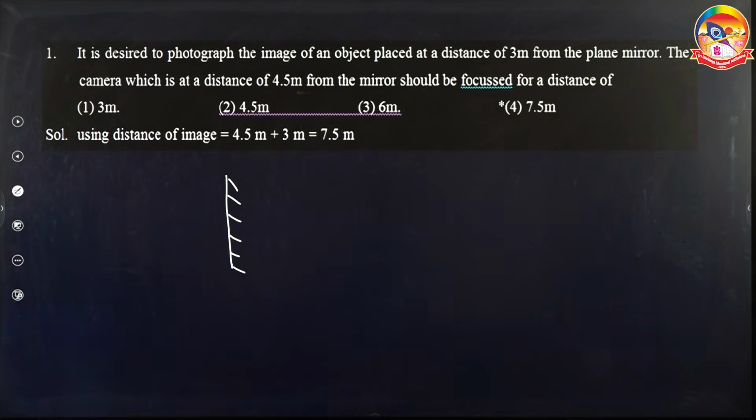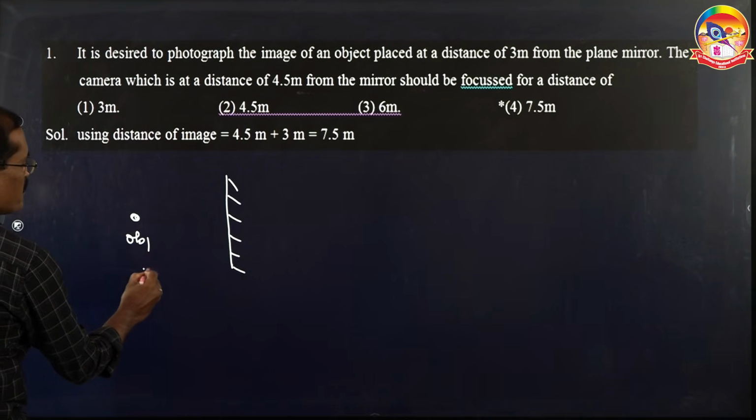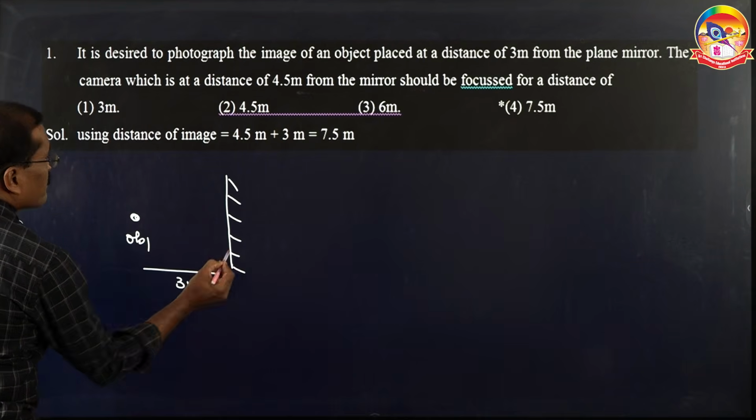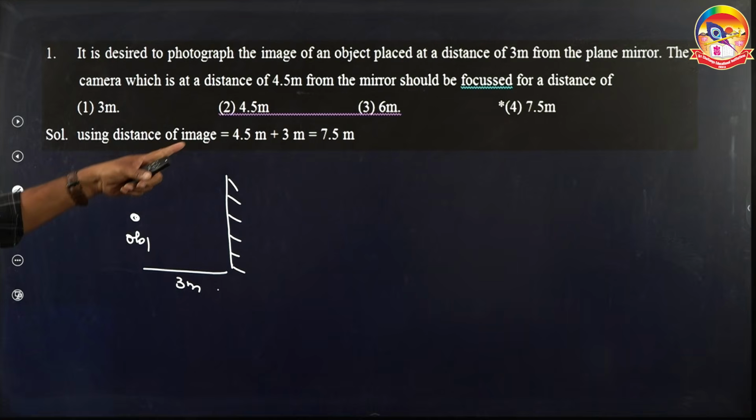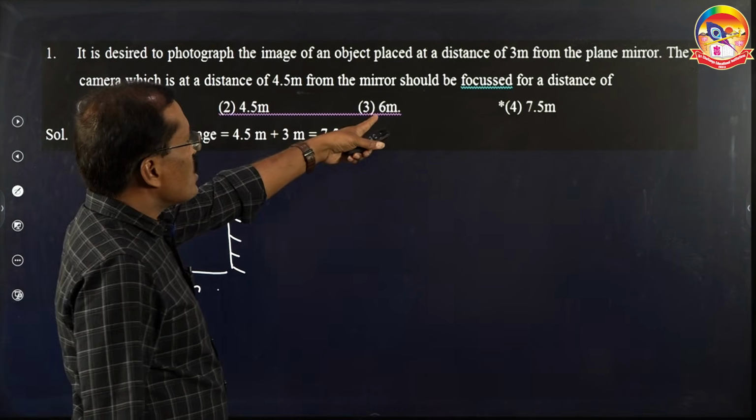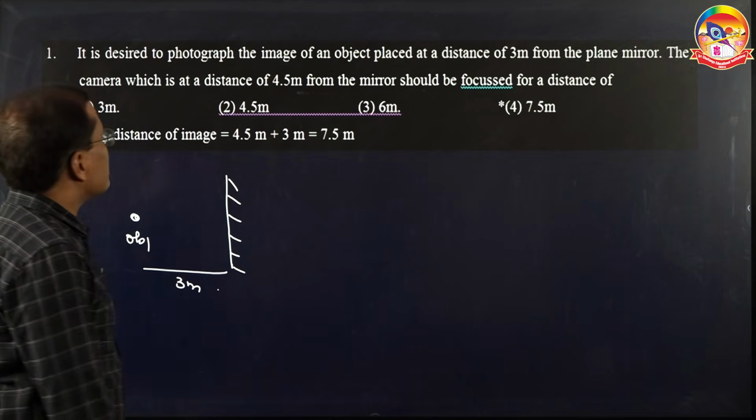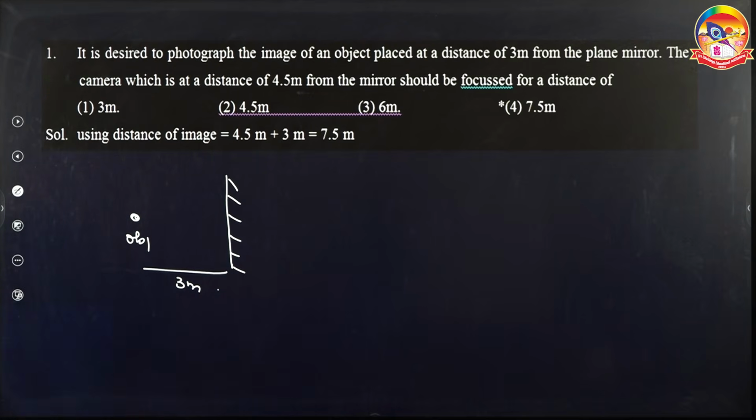Object placed at a distance of 3 meter from the plane mirror. This is the object, which is placed at 3 meter from here. So, in this case, the camera, which is at a distance of 4.5 meter from the mirror, should be focused for a distance, what actually here in this case, because you see where will be the image. This is the camera position here.